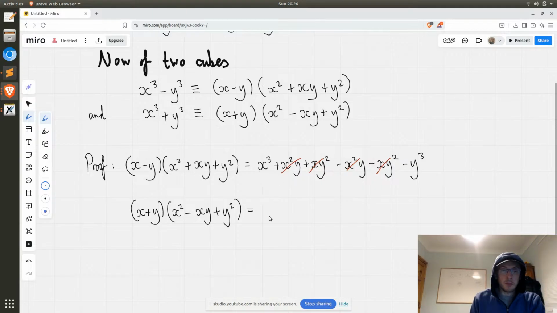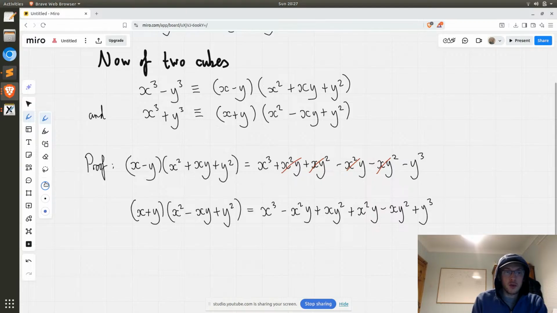First, multiply through by x. So, x cubed take x squared y plus xy squared. Next, multiply everything through by y. x squared y take xy squared plus y cubed.